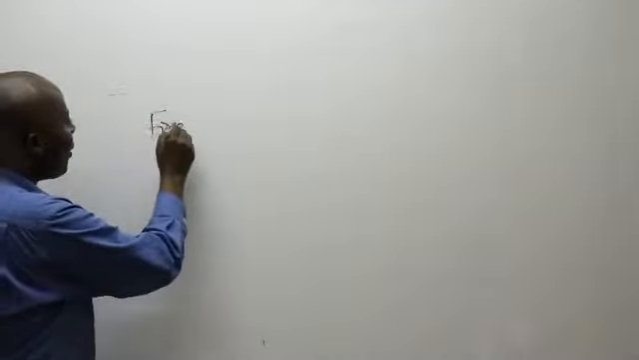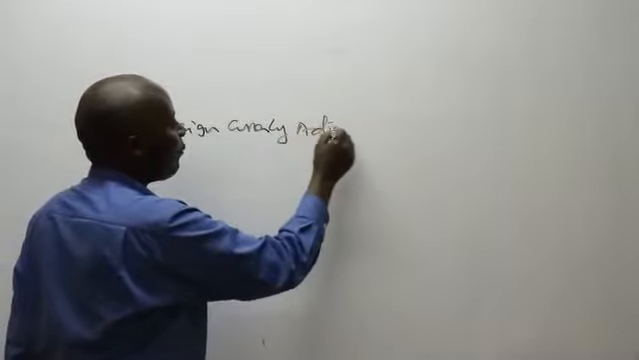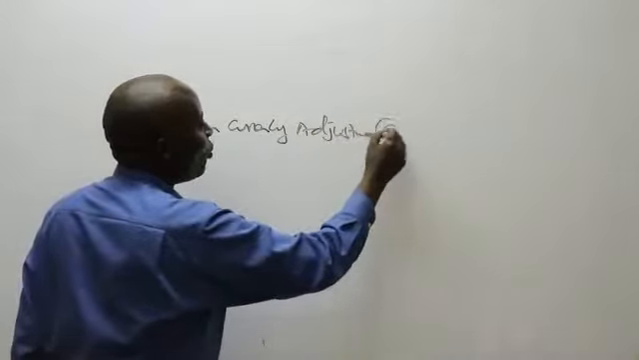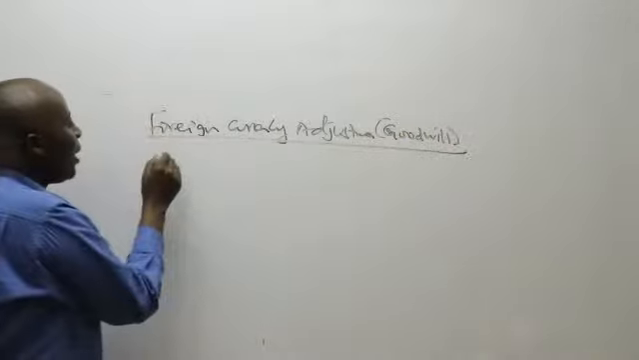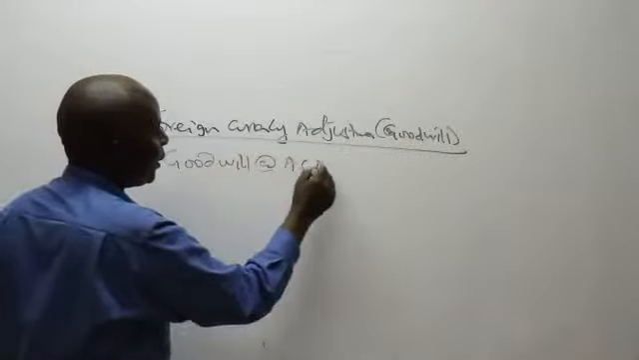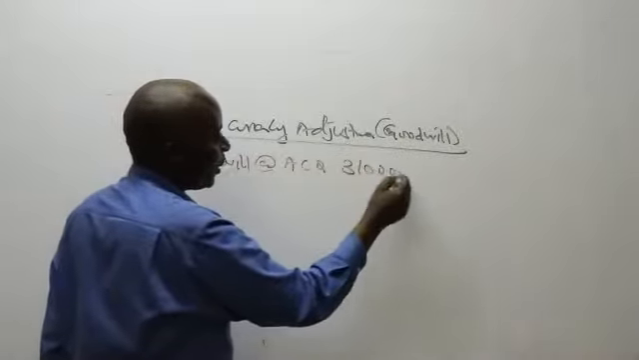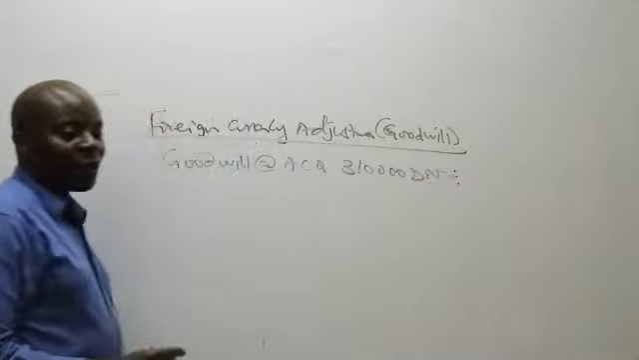So foreign currency adjustment for goodwill. We only have those two for goodwill. So what do we have here? We have goodwill at acquisition. You gave me 310,000 DN, so I want to translate. So how do we translate?